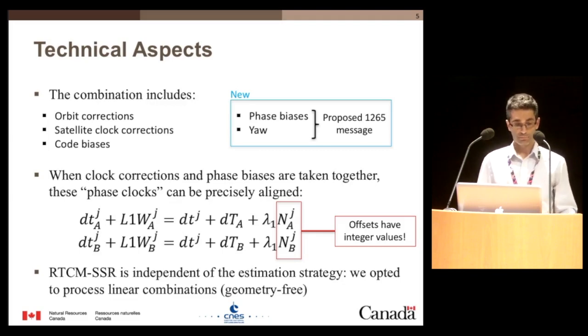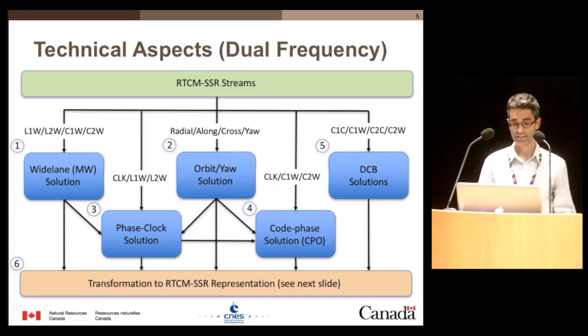And as Martin mentioned, the SSR representation is independent of the estimation strategy. So in our combination software, we opted to process linear combinations of biases. And one of the main reasons supporting that is basically quality control. It's easier to deal with signals that do not depend on the clocks.